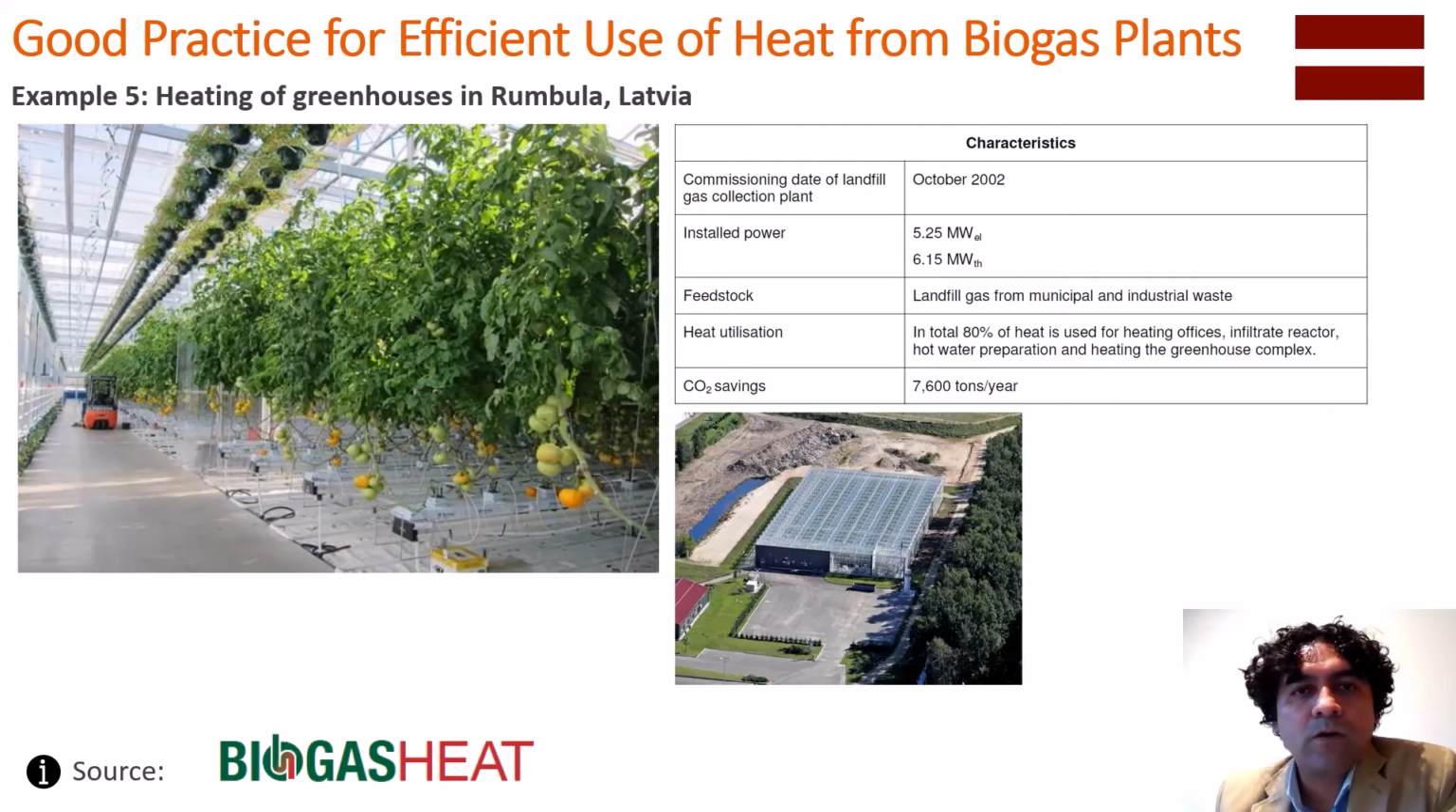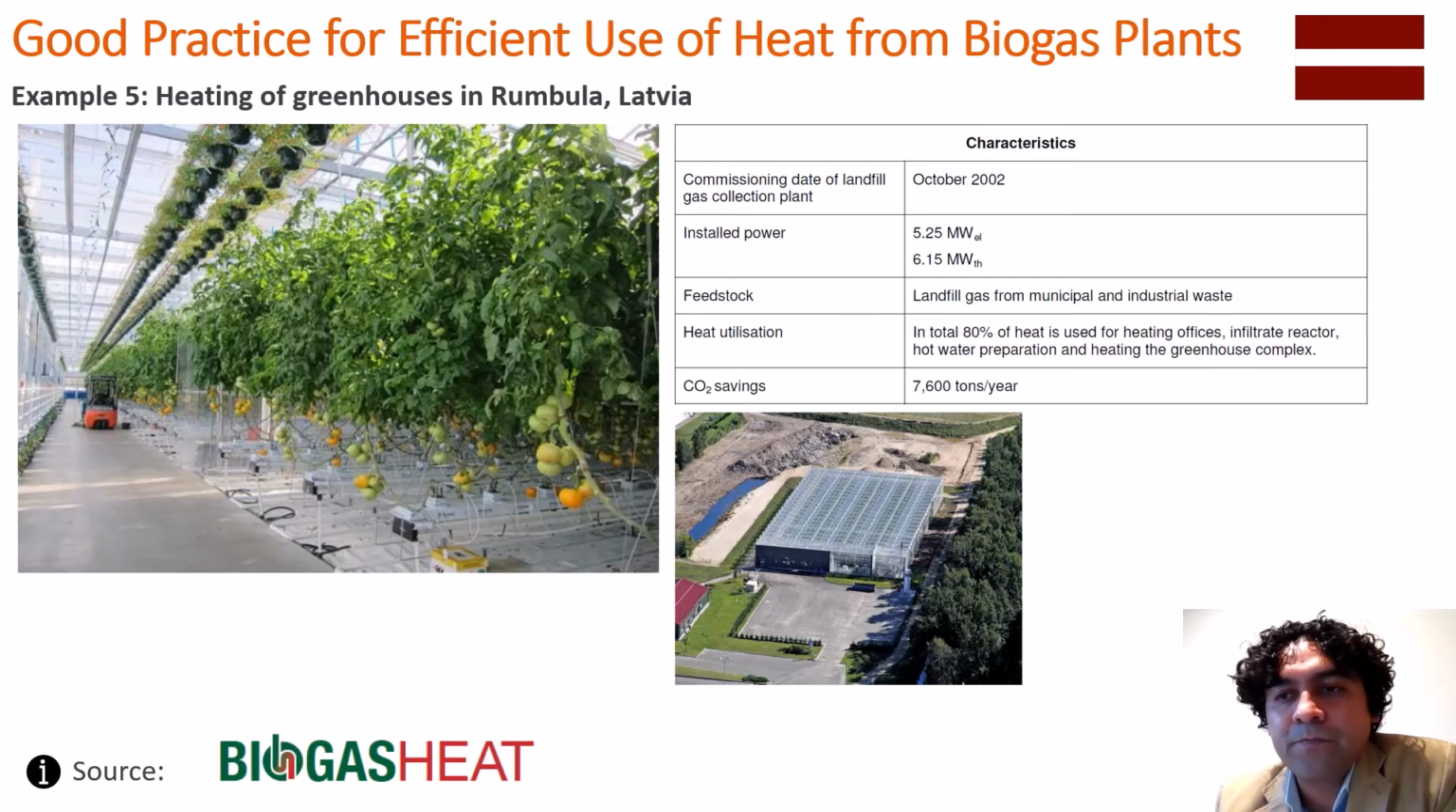All collected industrial and municipal waste is delivered to the city of Riges landfill, around 400,000 tons per year. In 2002, the landfill gas collection system was built, and in order to get an additional income, it was decided to use the collected gas for electricity production. About 30% of the heat is used for providing heating for the office building and an infiltrate reactor unit. The heat produced by the biogas is used for a new greenhouse complex with an area of around 4,000 square meters.